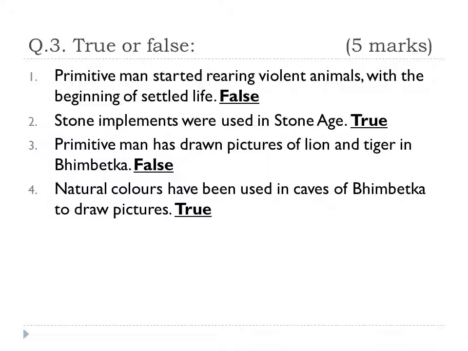2. Stone implements were used in Stone Age. True. 3. Primitive man has drawn pictures of lion and tiger in Bhimbetka. False. Primitive man has drawn pictures of birds and human beings in Bhimbetka. Fourth, natural colors have been used in caves of Bhimbetka to draw pictures. True.